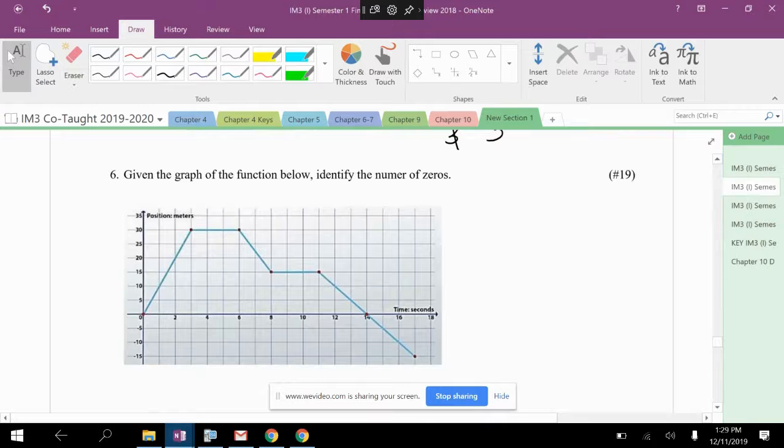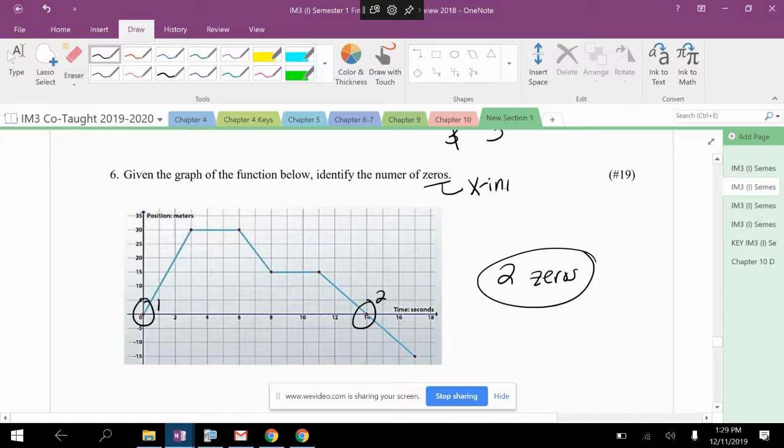Ready? Graph. Given the graph, identify how many zeros you have or how many x-intercepts you have. I have 1 right here, and I have 2 right here. I have 2 zeros. Done. That's it. Okay, so all you're doing is determining how many x-intercepts do I have. I have 2. That's it.